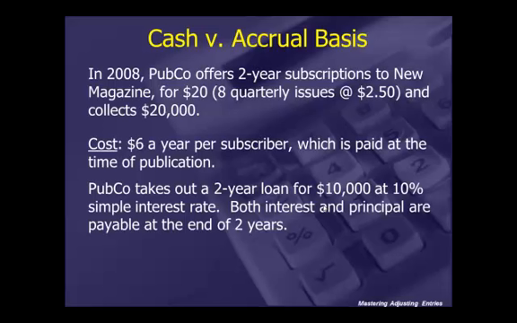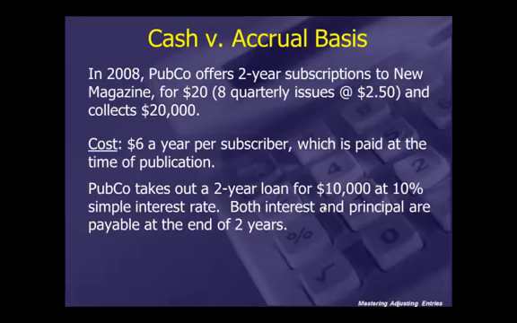Now, it's $6 a year per subscriber, and that's paid at the time of publication. We have 1,000 subscribers. How do we know that? Take the $20,000, divide by $20, and that is 1,000 subscribers. So $6 a year per subscriber. So 1,000 subscribers times 6 will be 6,000 per year.